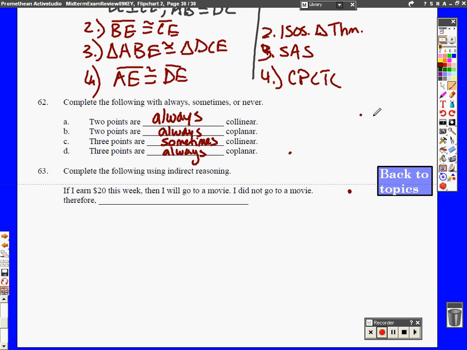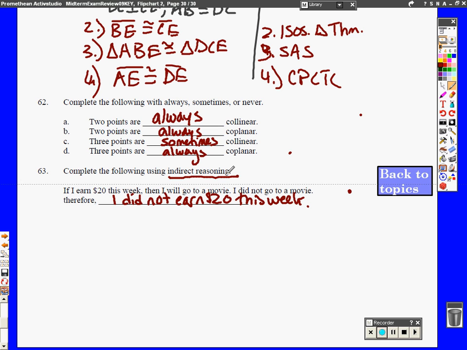Okay, finally, we're going to talk about indirect reasoning. If I earn $20 this week, then I will go to a movie. I did not go to a movie, therefore, what do we think the indirect reasoning is? I did not earn $20 this week.